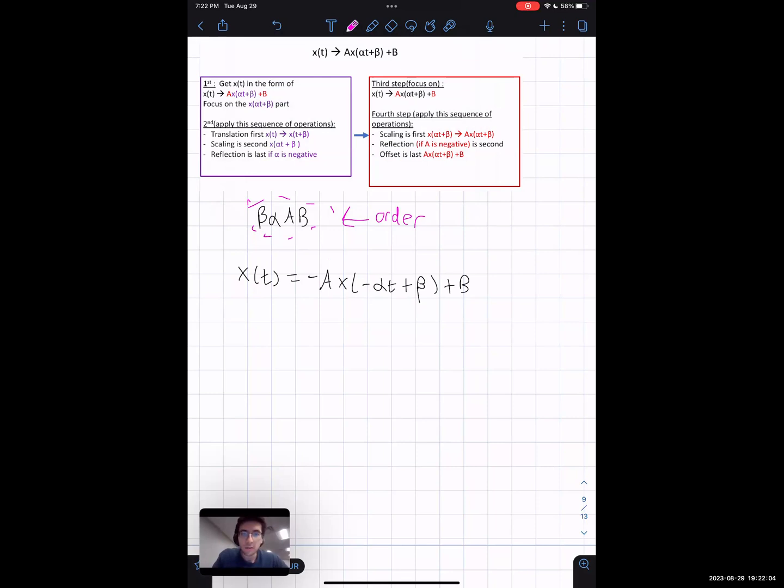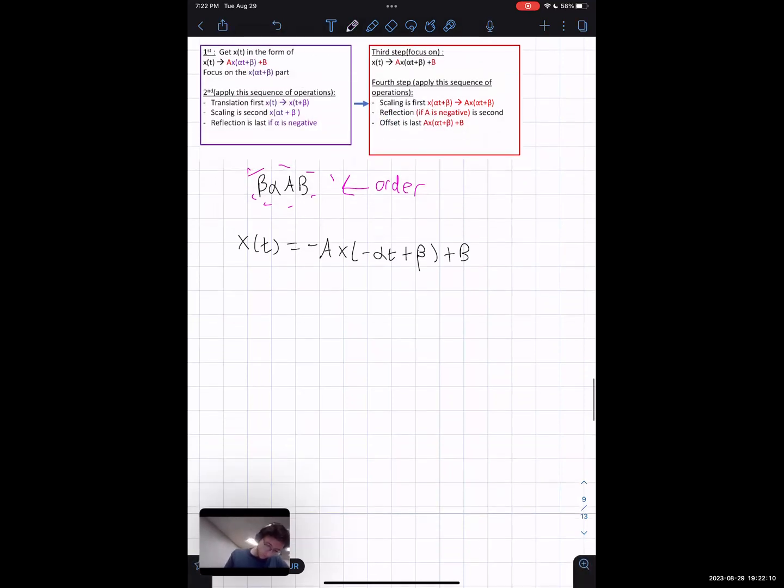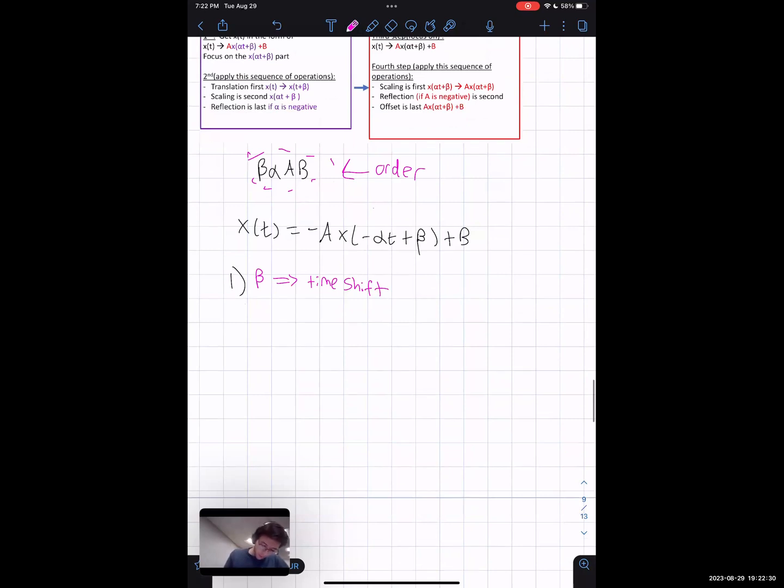Okay, so the actual order you're going to want to do these things. The first step, so we're going to start in the parentheses, is how I like to think of it. If you forget BAB, just start in the parentheses. The first thing you're going to do is use beta. So we're going to time shift. Normally we do all the time stuff first. So focus on all the time, and then we'll get to amplitude. So you know that you're starting with these 3 things first.